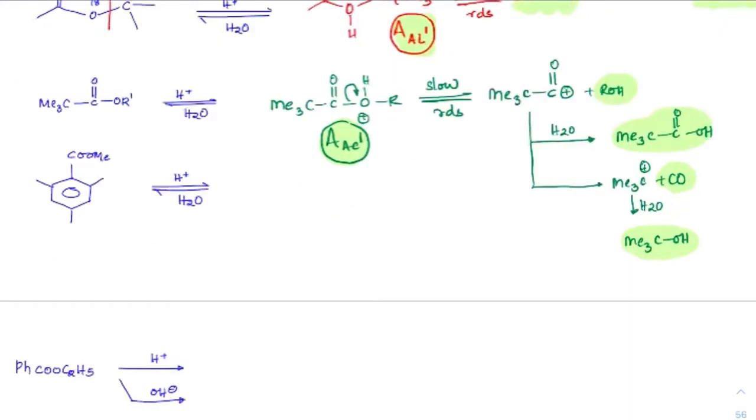Next. Check out this in acidic medium. This also we have discussed in the class. This is also a bulky group. I'm directly writing the product. So here we will have C double bond O plus MeOH, and this can give an acid also. What do we call this acid?